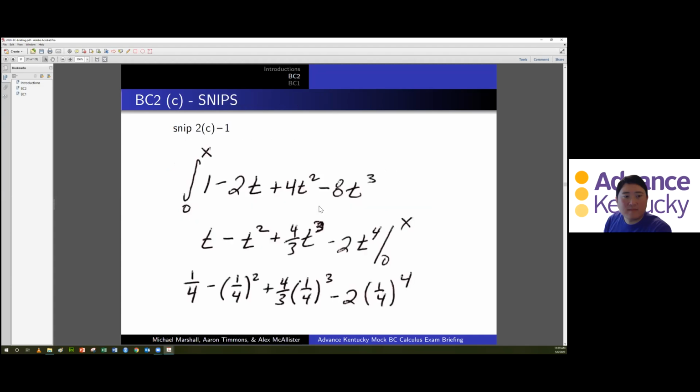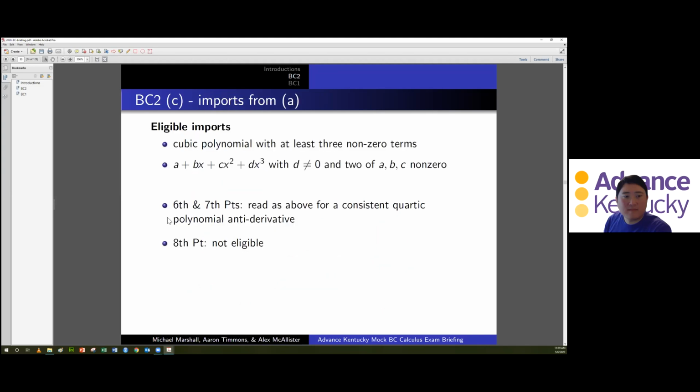Okay. Oh, snippets. Before we do the snippets, Aaron, do you want to address the 2 questions that went to everyone? Yeah, so the question that came up was, what if students do not explicitly write the polynomial since it wasn't asked for in the question?